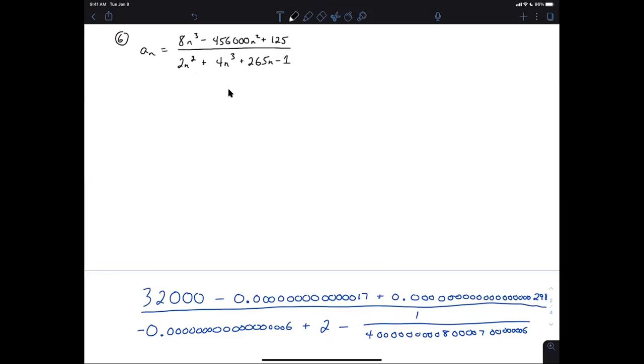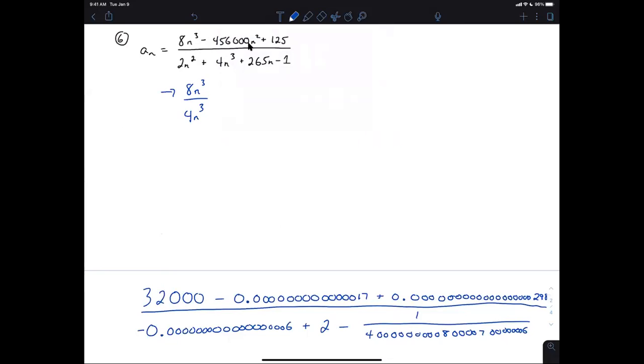So I can say in my work that this approaches 8n to the third over 4n to the third. The reason I can do that is because, if you're not looking at the screen, look at the screen for a second, okay? Look at the screen and say, down here, we knew 32,000 was so much bigger than these two that they didn't matter. 2 was so much bigger than those, they didn't matter.